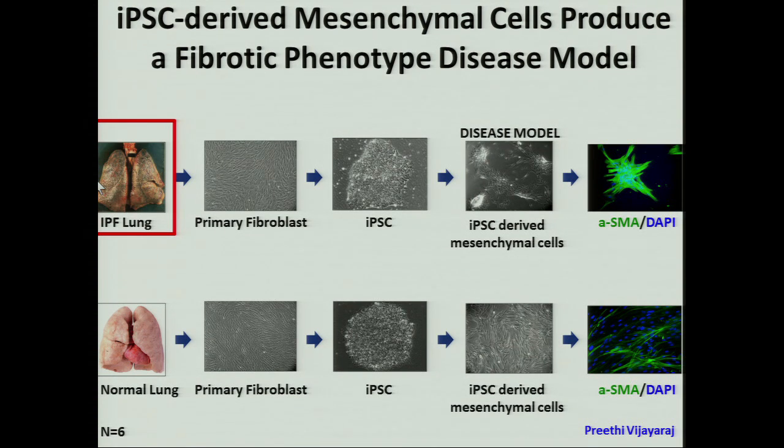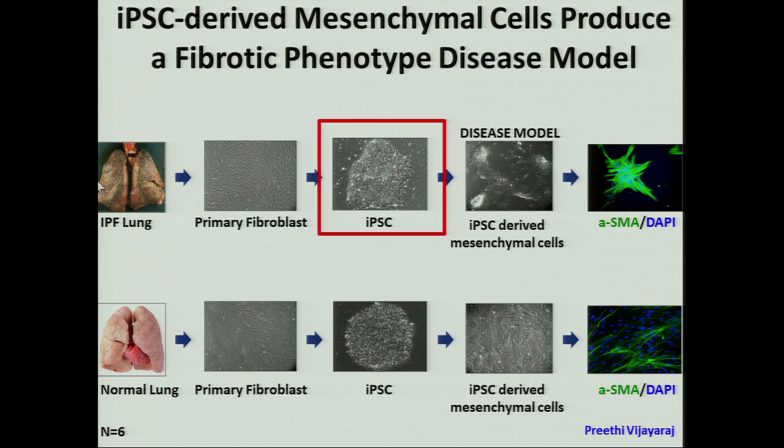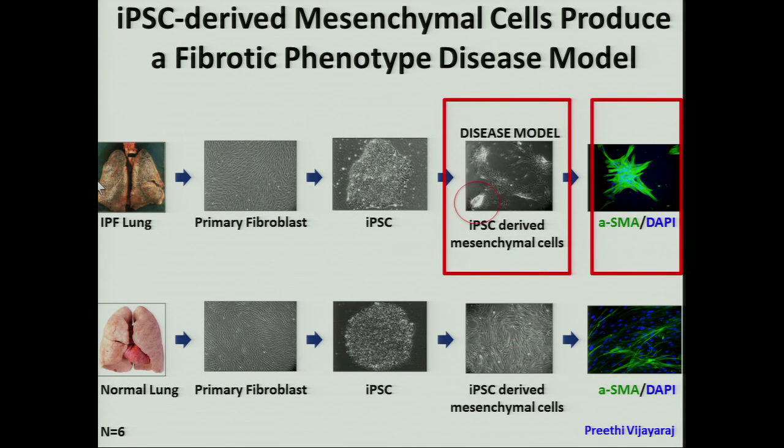We took primary fibroblasts from IPF lung tissue and cultured them in vitro. We did not see a phenotype at this point. However, when we reprogrammed into iPSC and then differentiated down a mesenchymal lineage or into a fibroblast-like state, we saw the emergence of these fibroblastic foci. These foci, as seen in UIP, are alpha smooth muscle actin staining, suggesting that they are myofibroblasts.